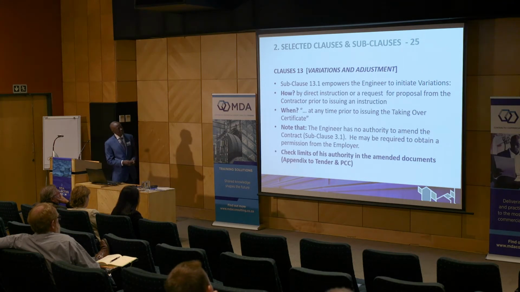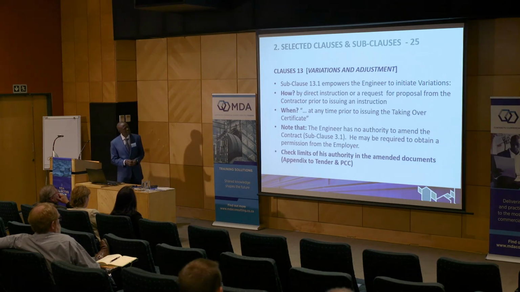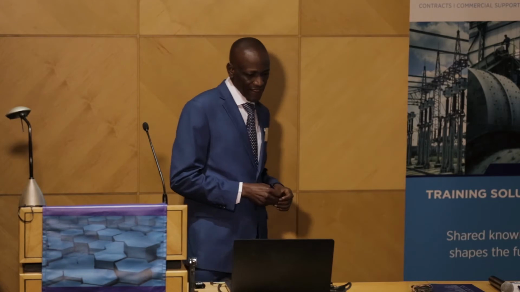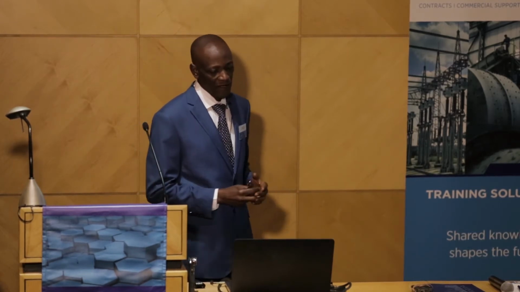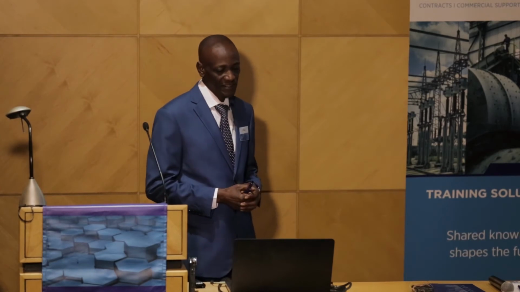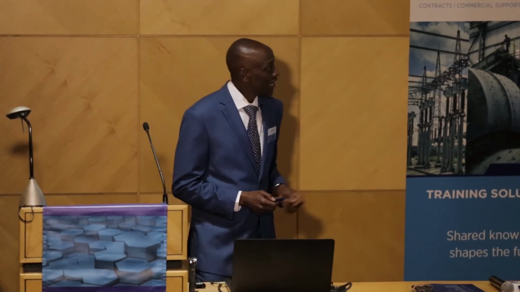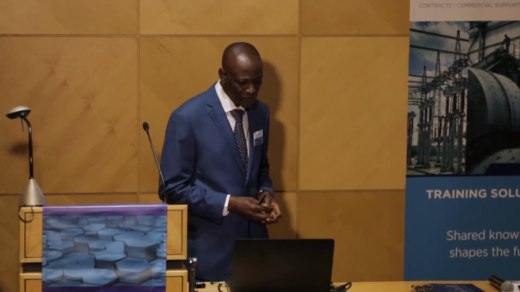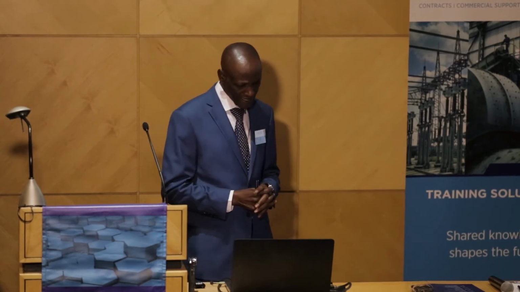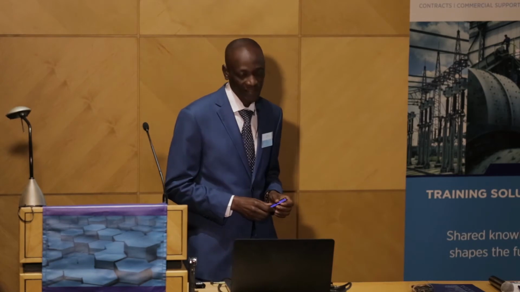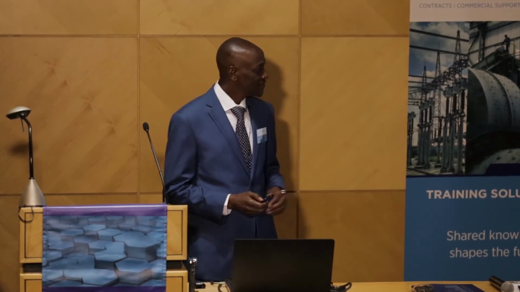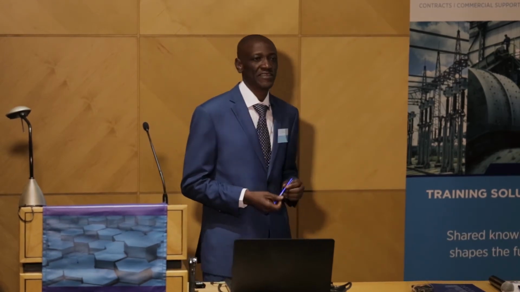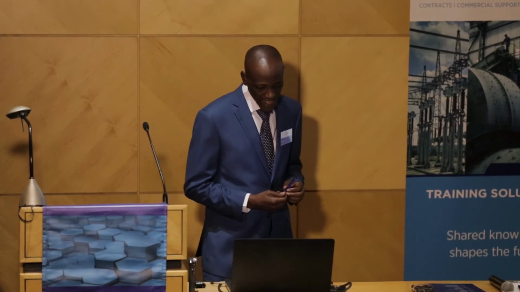Another clause I've selected is clause number 13, which deals with variation and adjustment. This subclause empowers the engineer to initiate variations. How? It can either be by direct instruction or a request for proposal from the contractor prior to issuing an instruction. When? This can be done at any time prior to issuing the taking over certificate.